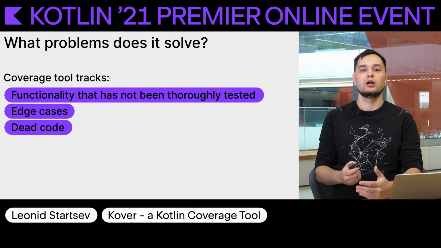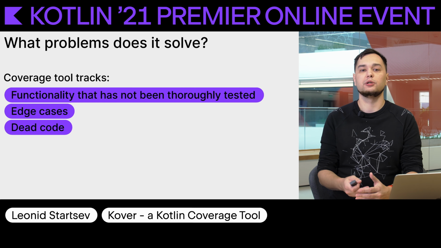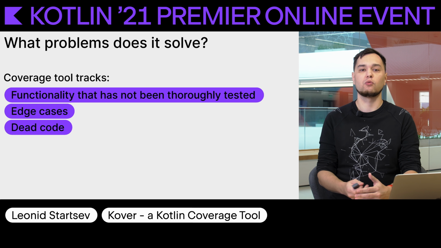A coverage tool is basically a tool which shows you which lines of your code have been executed during a test run. It helps you to track problems such as functionality that hasn't been thoroughly tested, like in our example, where we forgot to call the helloWorld function. It also helps you to track edge cases and dead code, because it can also track whether your branch in your condition was executed or not, or some other problems related to conditions or loops.